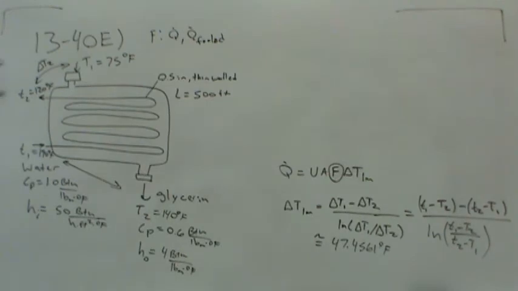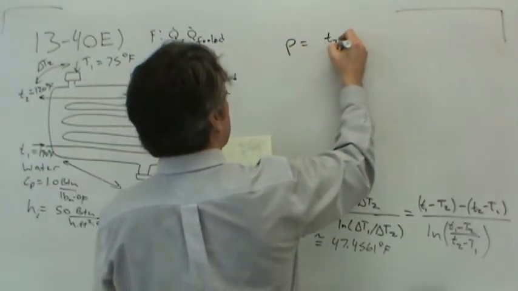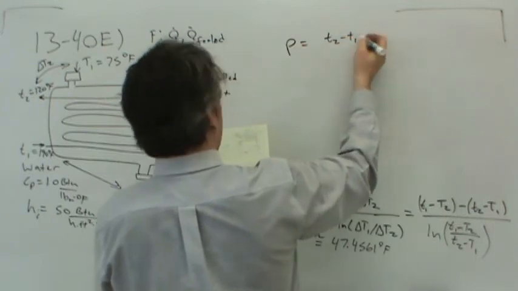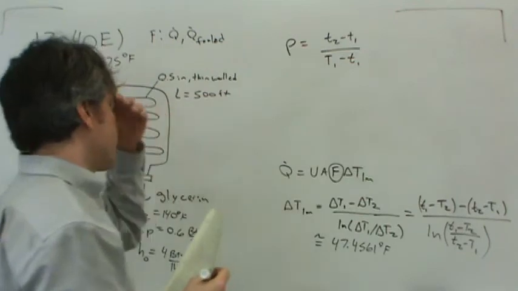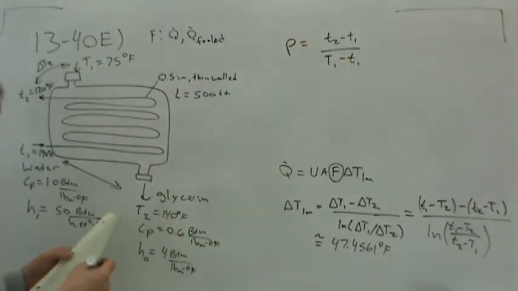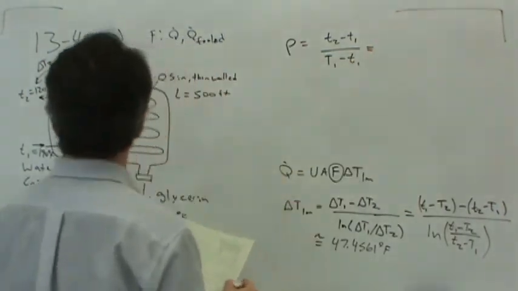P and R, if you look at the figure, you'll see the equations for them. P is T2 less t1 divided by T1 less t1, where I'm using upper and lower case temperatures here. Let's just go ahead and plug in the numbers. I've got enough space to do it this time, so I'll do it for these.